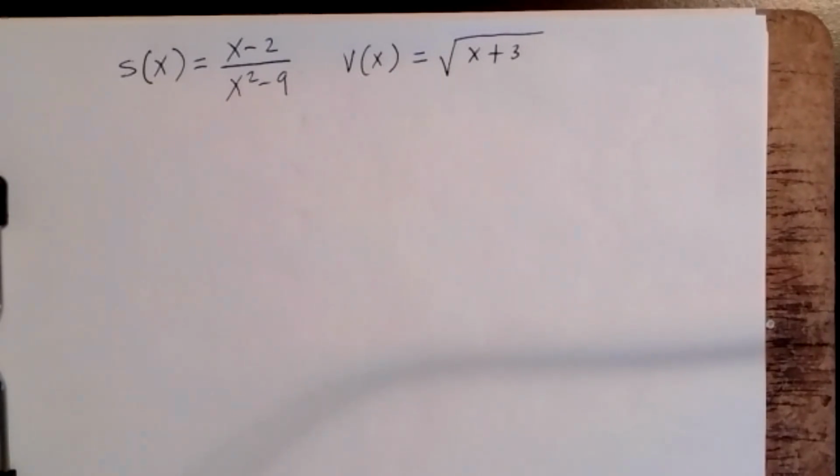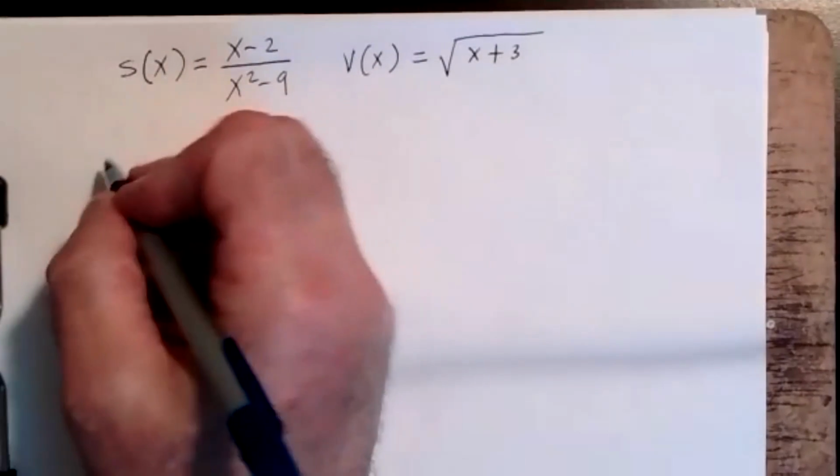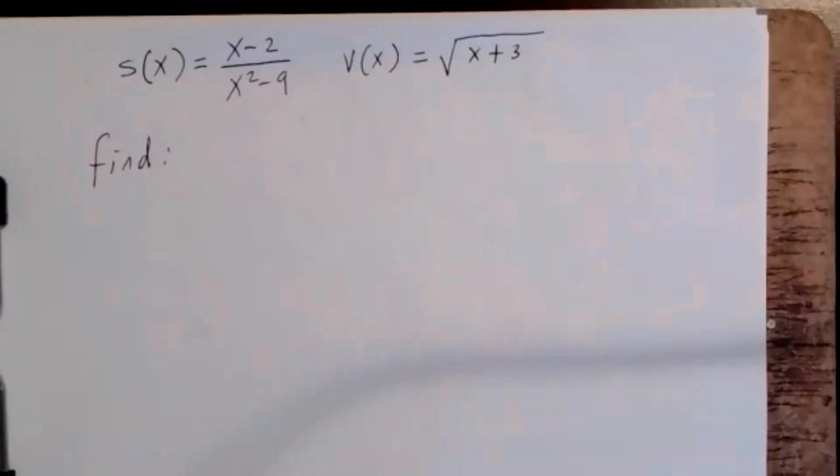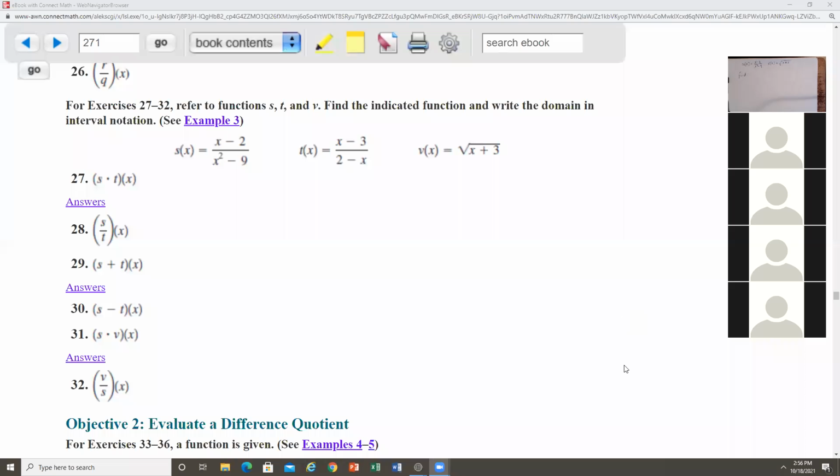Okay, so armed with those functions, they want us to form this new function here called, gosh, I forgot what it was. What was it, V over S or S over V? I think it was V over S. Anybody have the book in front of them? Was it V over S or S over V? Well, I forget, so I gotta look at it. It's V divided by S of X.